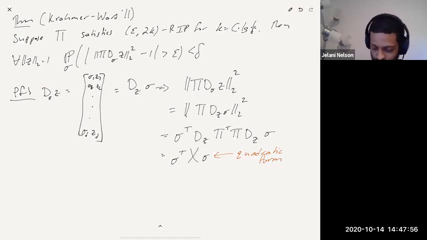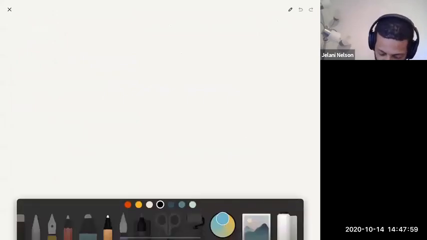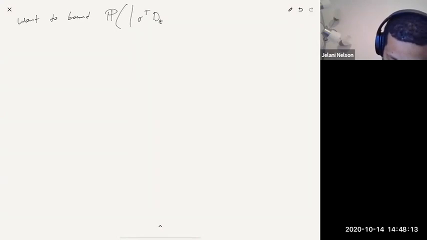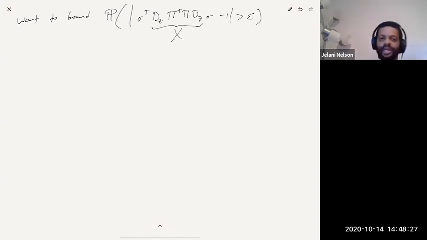So let me try to better understand this matrix X. What I said was we want to bound the probability that sigma transpose D z pi transpose pi D z sigma, minus 1, is bigger than epsilon. And I call this matrix capital X. So let's try to understand what capital X looks like.